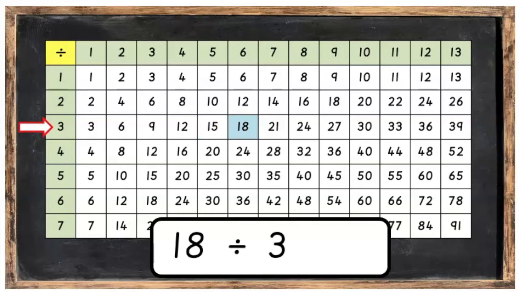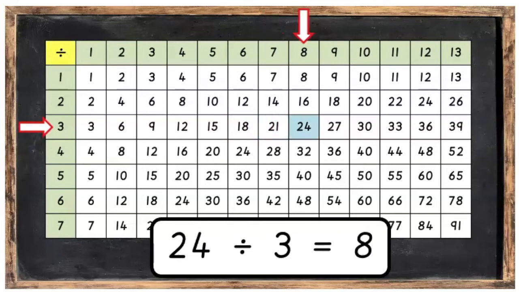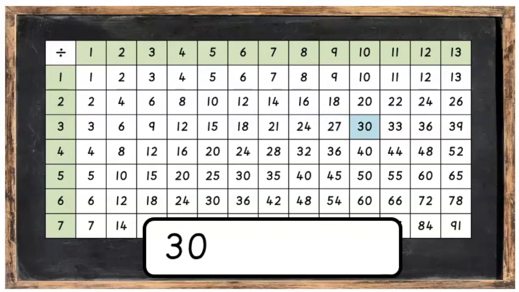18 divided by 3 is equal to 6. 21 divided by 3 is equal to 7. 24 divided by 3 is equal to 8. 27 divided by 3 is equal to 9. 30 divided by 3 is equal to 10. So if I was skip counting in threes, it would take me 10 counts to get to 30.